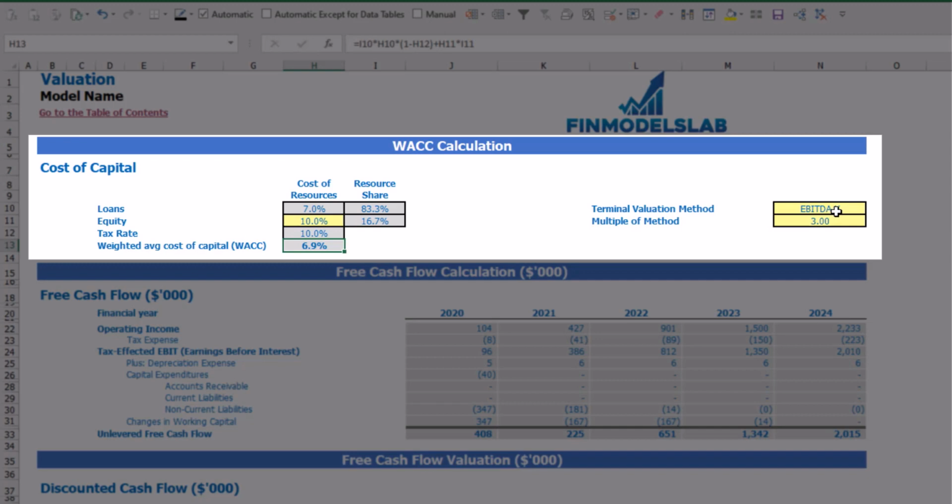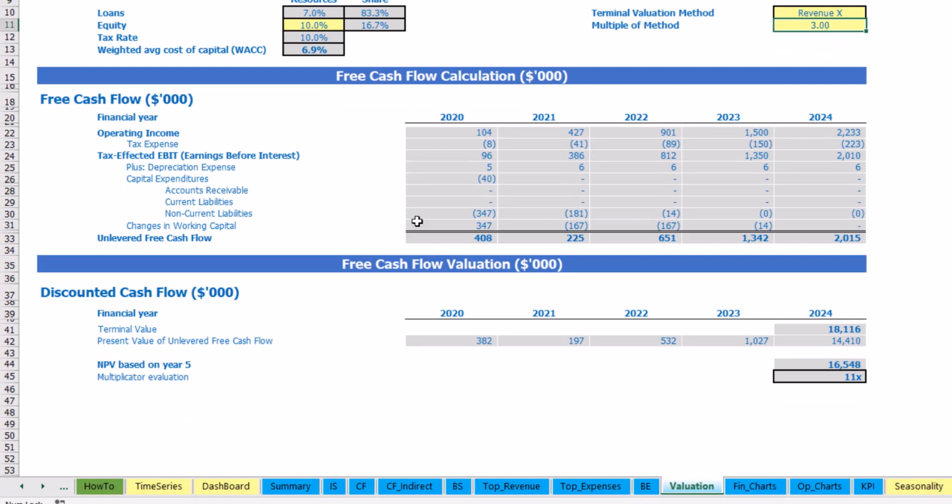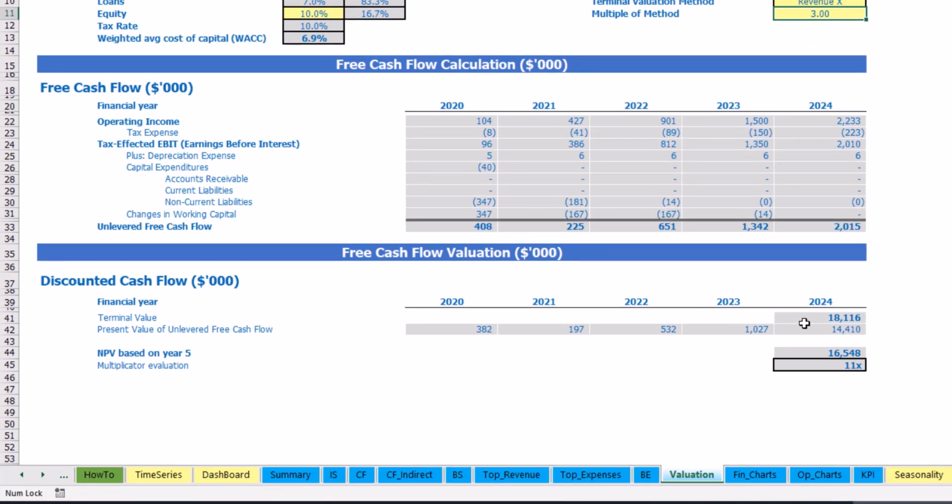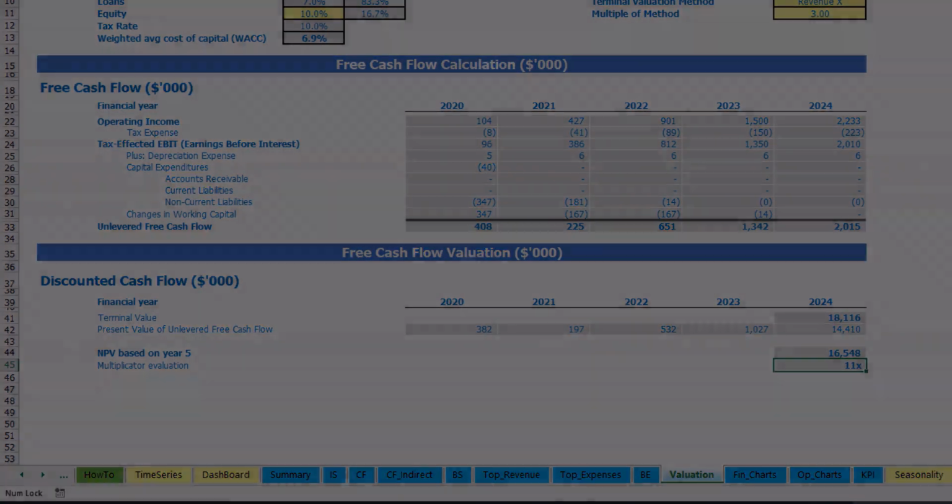In the valuation model there are 2 valuation methods, which are EBITDA multiple and revenue multiple. You may select one of them, and below you may input the multiple of the method. Based on this information we can see the terminal value, which is calculated on unlevered free cash flow. You may see the present value of unlevered free cash flow, NPV, and multiplicator evaluation for this particular company.